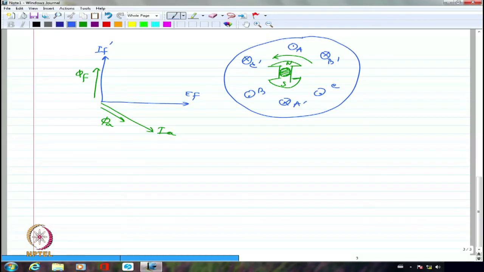So, now if I look at the resultant, I have to look at the resultant of these two. This is phi F and this is going to be phi A. Now whatever is the resultant is phi R. Yes? I am looking at the two fluxes. I have taken the resultant. That's it.